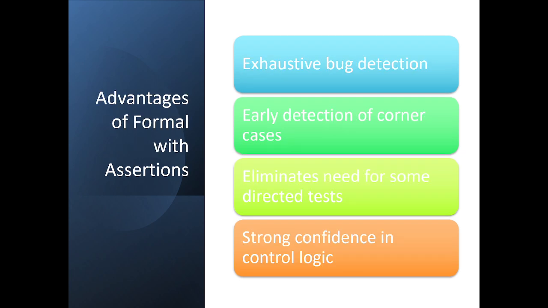The advantages of formal with assertions. Key benefits: exhaustive checking, unlike simulation; early bug detection, reducing respins; complements simulation by closing coverage gaps; generates counterexamples that speed up debugging. This is why formal is becoming mainstream in industrial flows, because of the exhaustive bug detection.